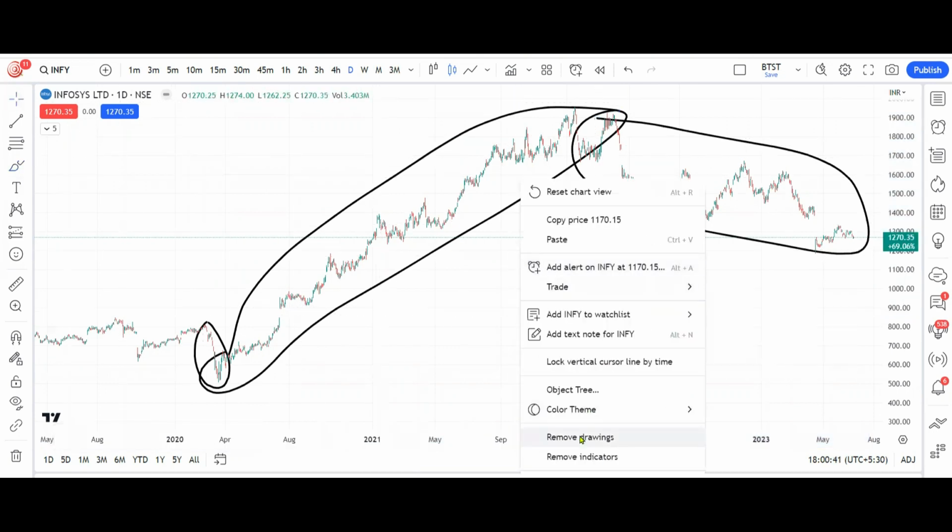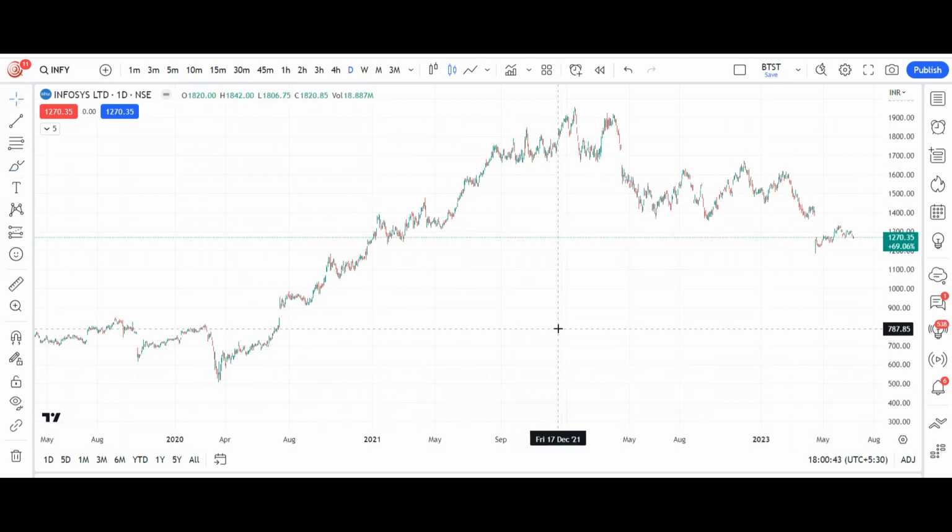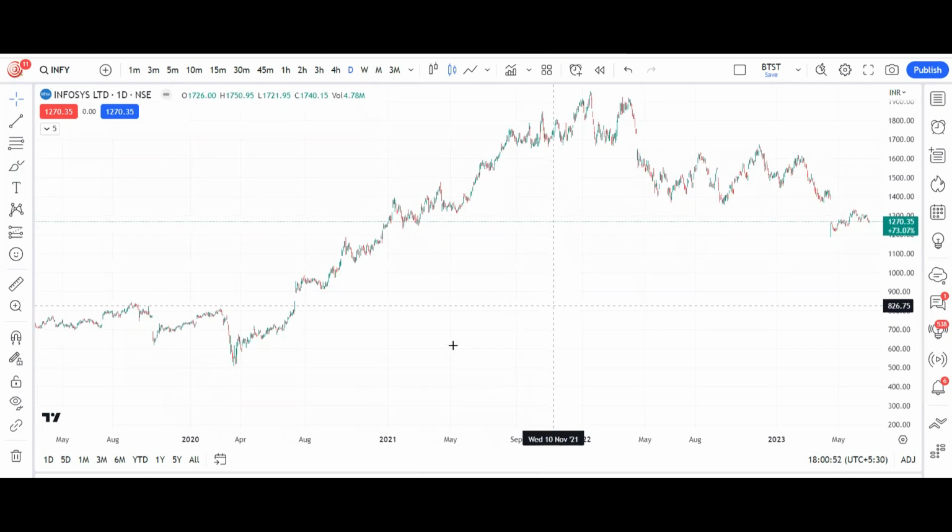Why do we use Fibonacci? So that we understand if there is a value point for buyers which has arrived, and can we also enter or not. That's the prime reason. So let's do it.